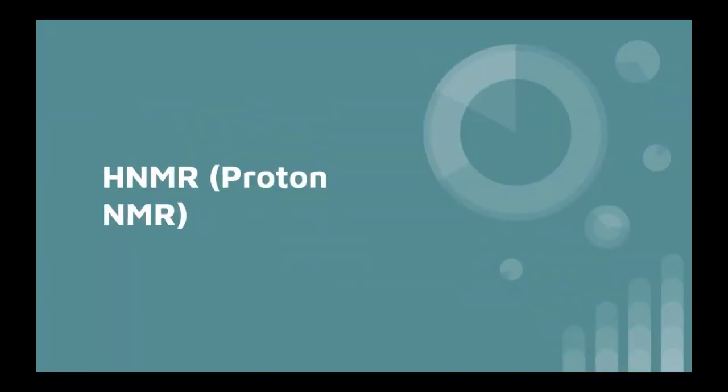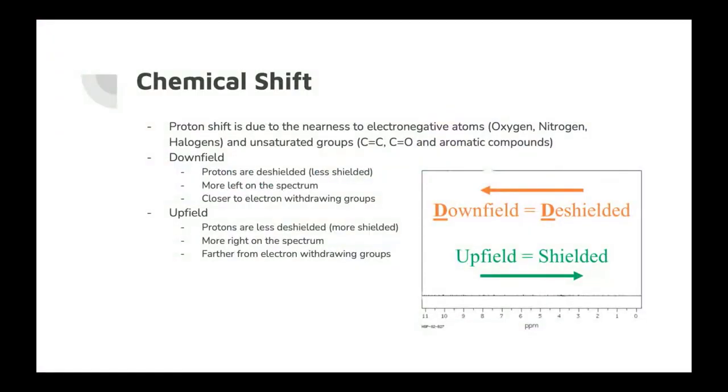All right, so if nobody has any questions about IR, we're going to go ahead and move on to HNMR, CNMR, and mass spec. So one of the most important things that you're going to see in an HNMR spectrum is a chemical shift, and that depends on the environment of the proton around it. So a proton shift is going to be due to the nearness to electronegative atoms. Some of the electronegative atoms that you're looking for are oxygen, nitrogen, or halogens, and some unsaturated groups such as a C double bond, a carbonyl group, as well as aromatic compounds.